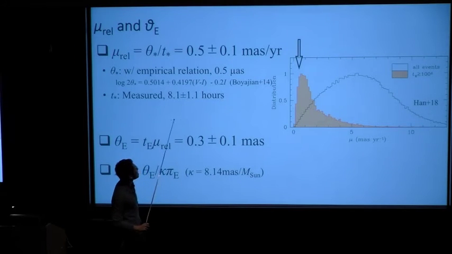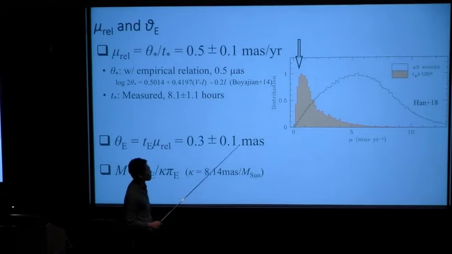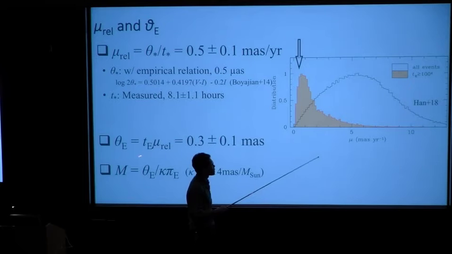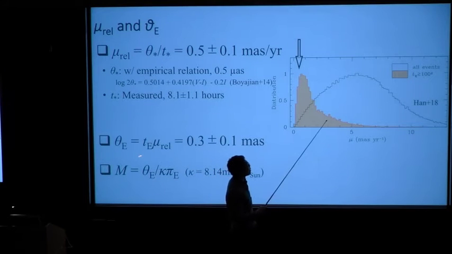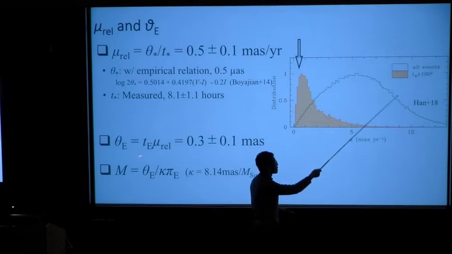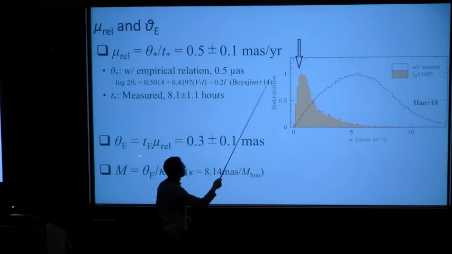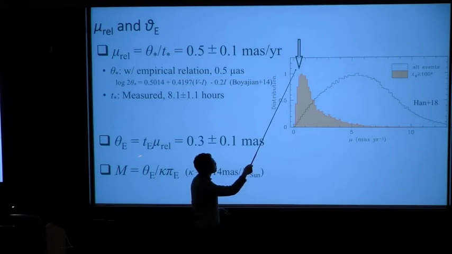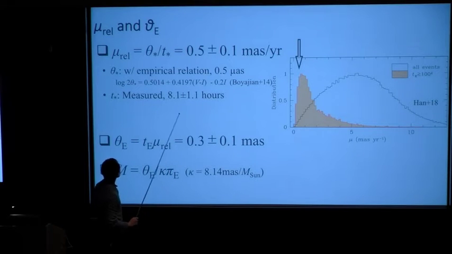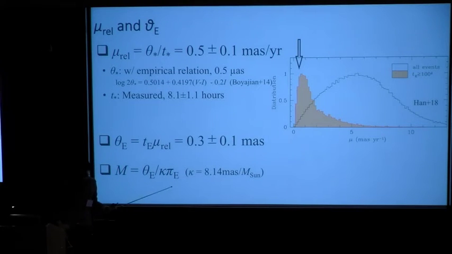But maybe this is typical for a long time scale event, because here this orange histogram is showing the expected mu rel distribution from Han et al. for microlensing events with tE longer than 100 days. So here 0.5 mas per year is around here. So it's maybe a typical value. And then we can get the theta Einstein radius as 0.3 milliarcsecond. It's maybe a little bit small, but it's typical.